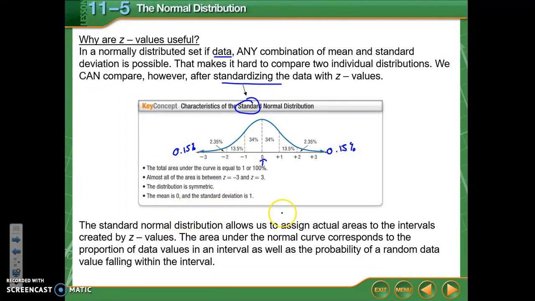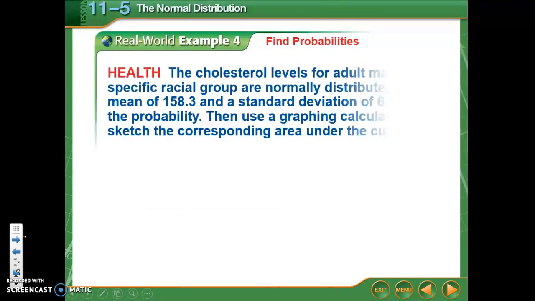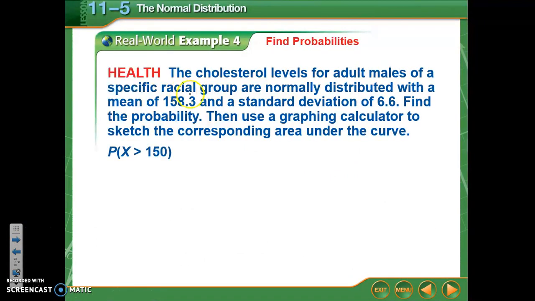So the standard normal distribution lets us assign areas to intervals created by z-values that don't just have to be at -3, -2, and -1. They can be anywhere on this x-axis. And I can find the probability just like I did before using the percents. So let's take a look at this example.